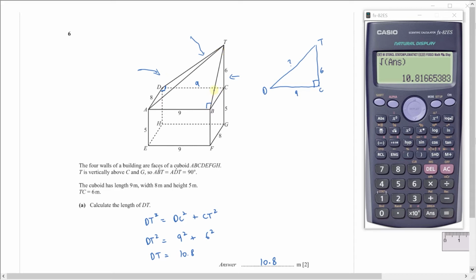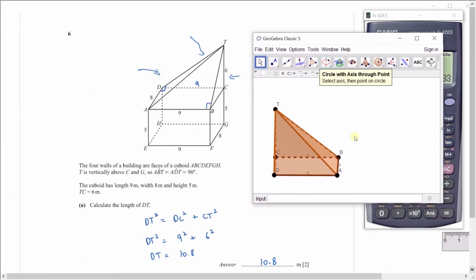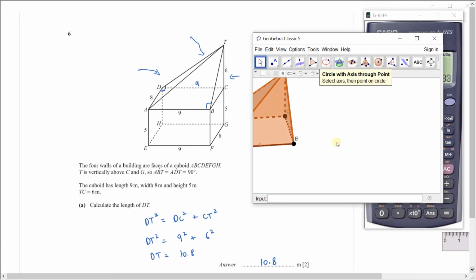Now all of these are right angled triangles, so we just need the base and the height to calculate the surface area of all of these. So let's start with this right side. So let me bring the 3D shape back in as well. And let me move it this way.